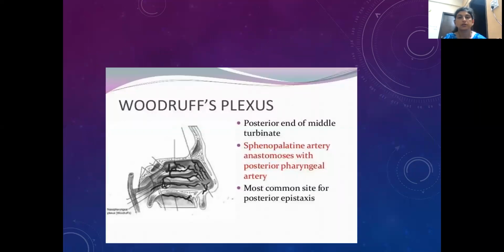The Woodruff plexus is present at the posterior end of the middle turbinate. It is the most common site for posterior epistaxis.